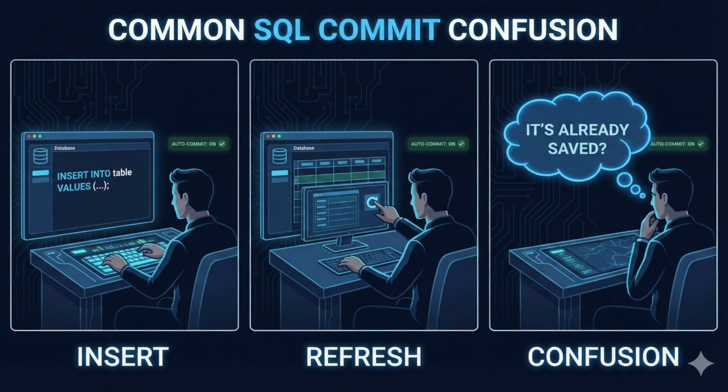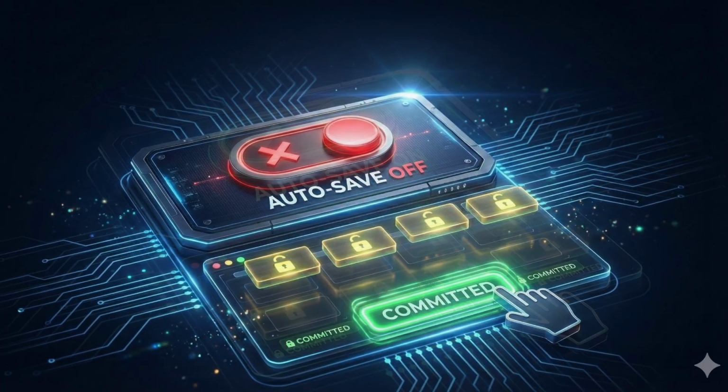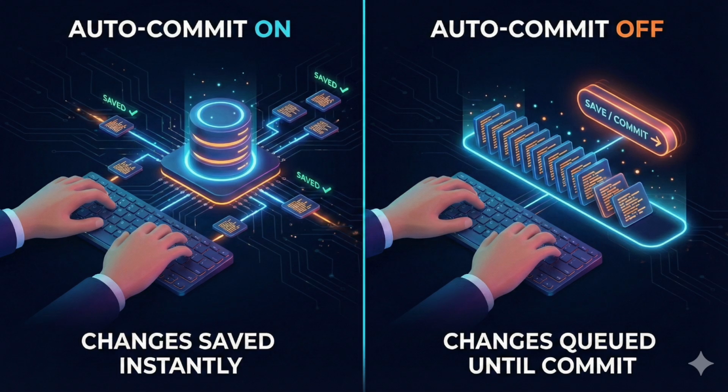Now let me ask you a simple question. You insert a row into a table, but when you refresh the table, you see that the data is already there. So naturally you think, okay, SQL automatically saves data. So why do we even need commit? And honestly, you are not wrong. But the reason is not SQL. The reason is auto commit. You need to commit only if auto commit is off. If auto commit is on, the database commits automatically after every statement.